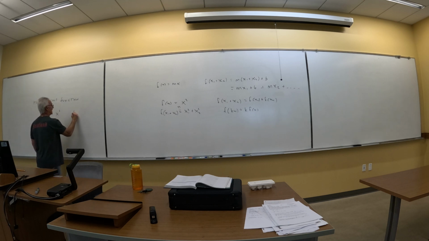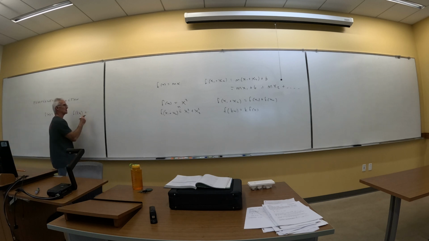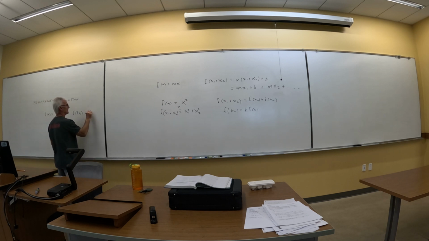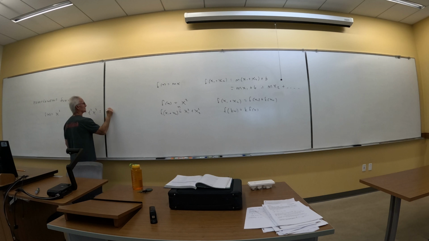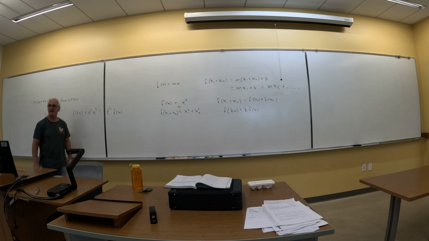What if I said f of tx? I'll use a t because the textbooks use a t. I like using k's, but we'll use t's. Wouldn't t times x be cubed? t cubed x cubed? Yes, which is t cubed f of x. Huh. I didn't factor out the t, it came out as a t cubed, but it still worked. So we would say this function is homogeneous of degree 3.